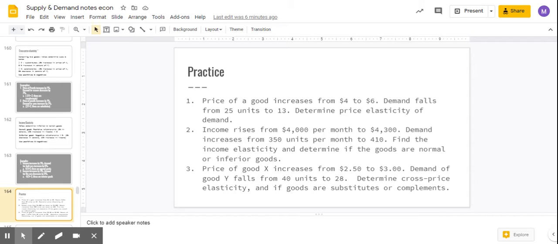For number 2, your income goes from $4,000 to $4,300 a month, so the change is $300 divided by 4,000.